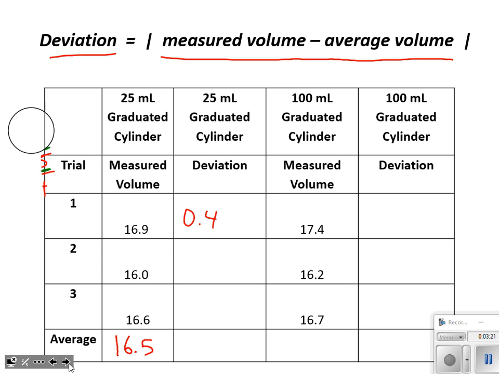Now, 16.5. Okay. I've got 16.0 minus 16.5. So that's going to give me a negative 0.5, but I have the absolute value, right? I have the absolute value. Some people left these as negatives. Okay. Absolute value that. So my deviation is 0.5. And my last one, my measured value is 16.6 minus 16.5 for my average. Gives me 0.1.